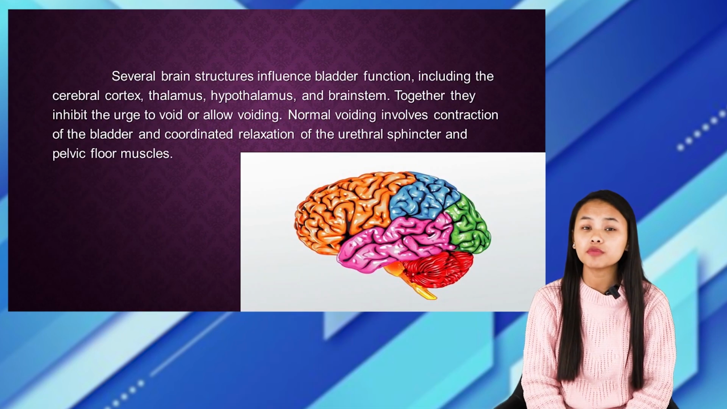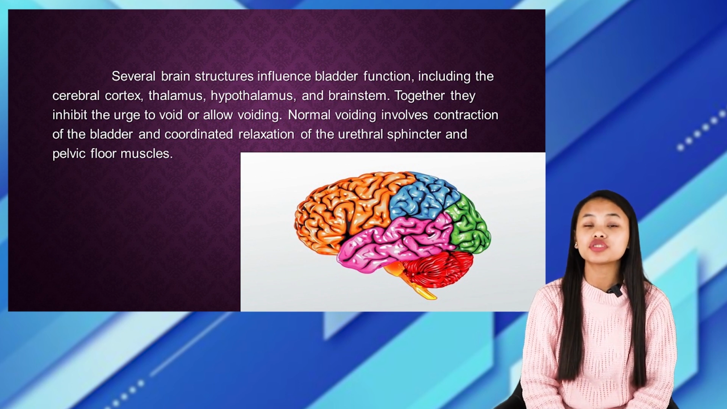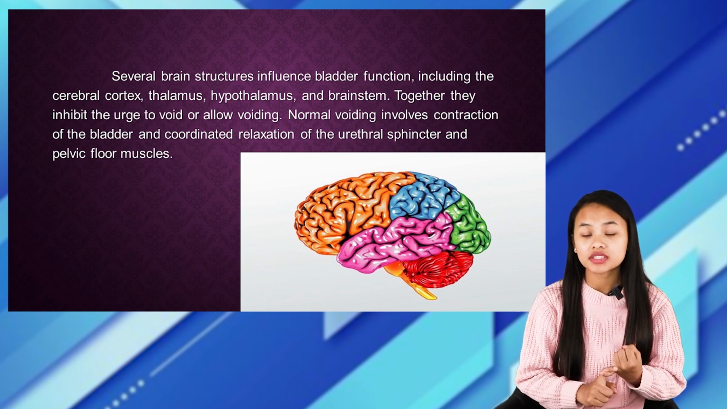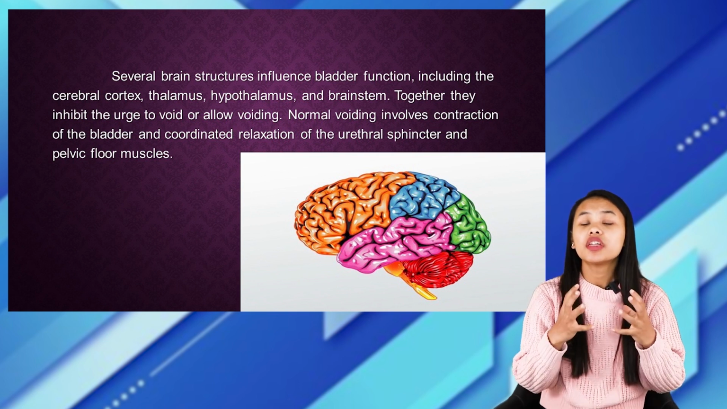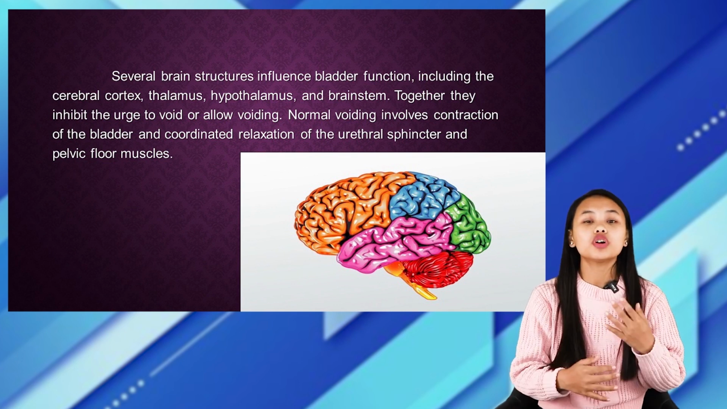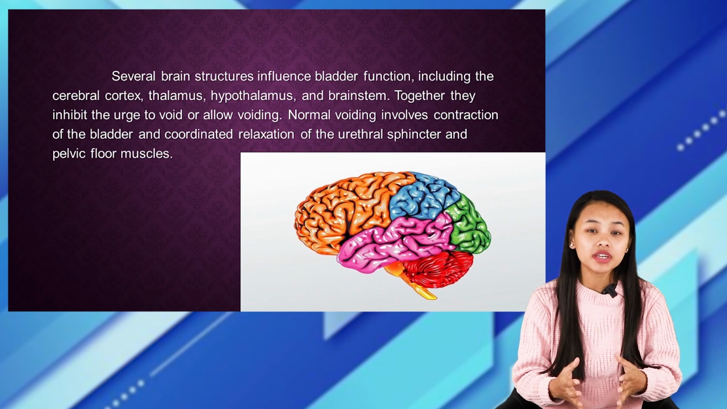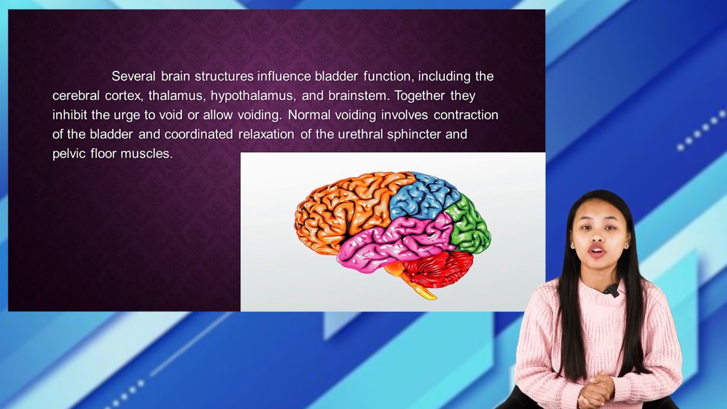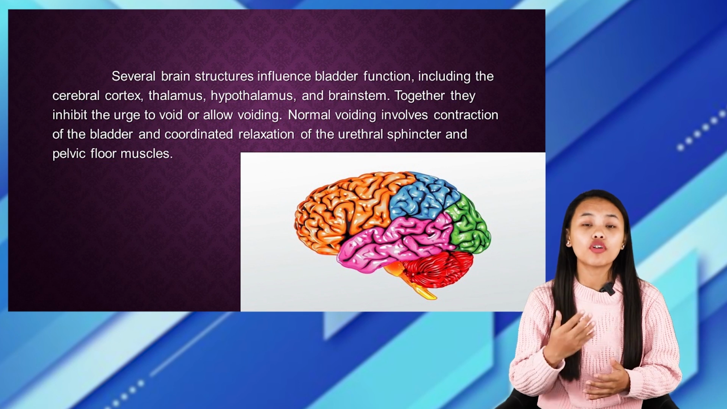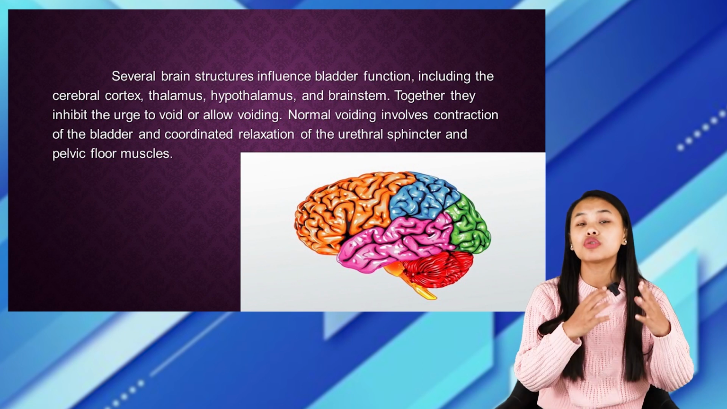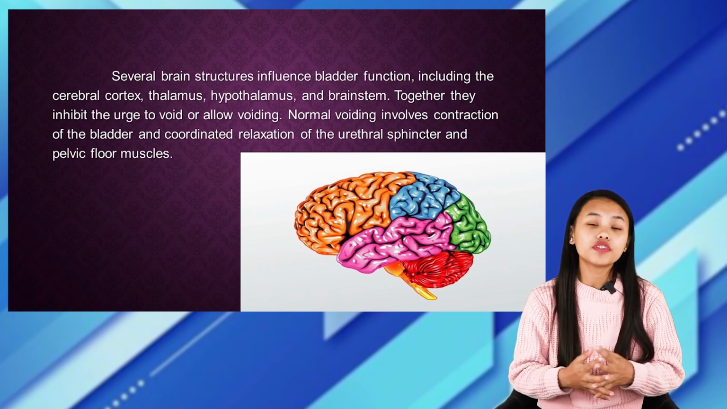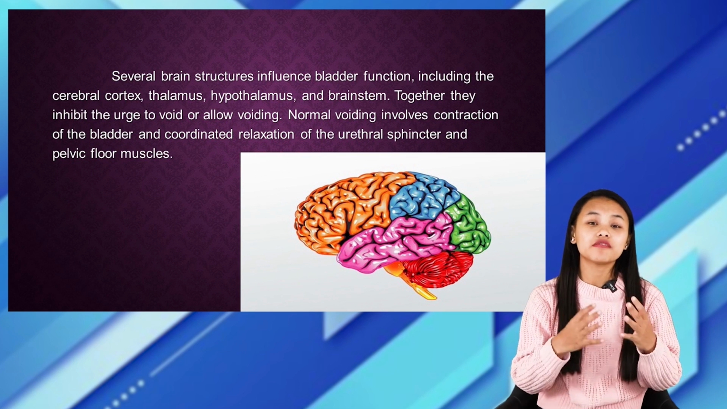Here, there are several brain structures which influence bladder function, and these include the cerebral cortex, the hypothalamus, the thalamus, as well as the brain stem. These four brain structures work together, and they will either inhibit the urge to void or allow voiding. Because normal voiding occurs only when there is a contraction of the bladder as well as a coordinated relaxation of the urethral sphincter and the pelvic floor muscle.